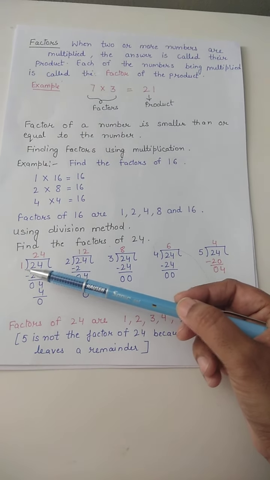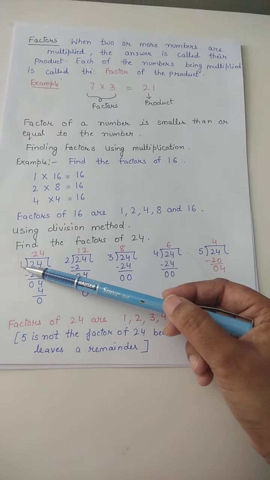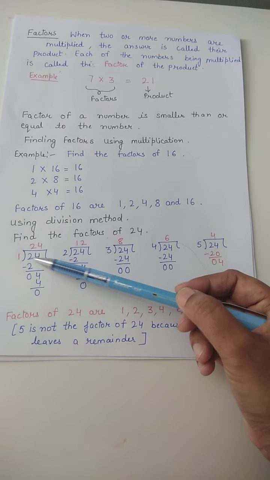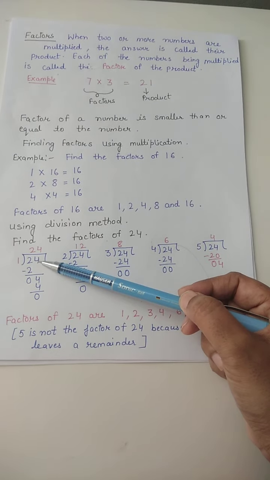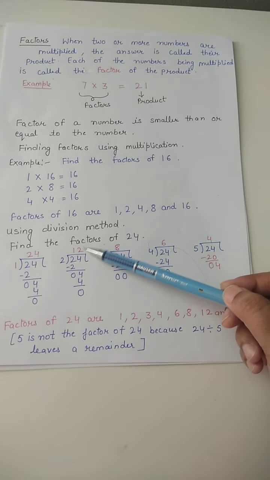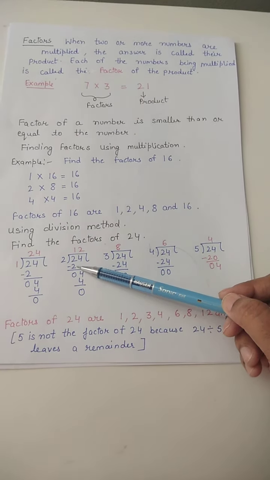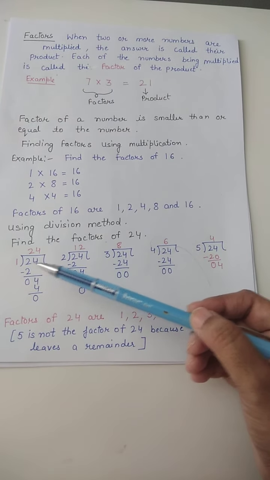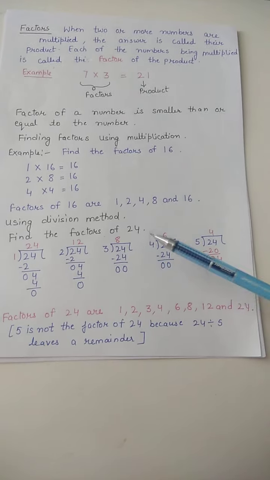Here one more thing I want to tell you: the number by which we are dividing and the quotient that comes, both are factors of 24, like 1 and 24 are factors. Now here 2 and 12 are both factors of 24. Now 3 8s are 24. You can see here we are moving sequence-wise, taking 1, 2, 3 and 4.